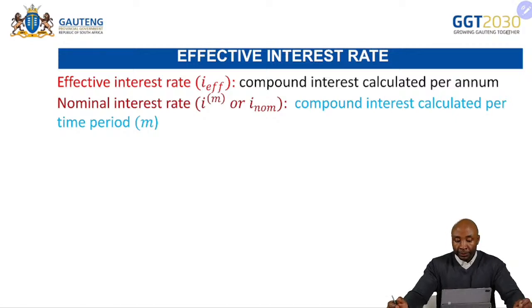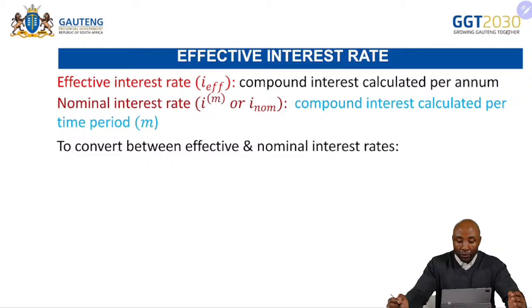That is why we have that exponential growth. You will realize that the nominal interest rate is given by i to the power m, or in some instances is given by i subscript nom. So it's just a way of trying to differentiate the two. We have a nominal interest rate, we have an effective interest rate. So that is for naming purposes. And you will realize that our m, we know that is the period of compounding. So we should be able to convert between nominal and effective rate.